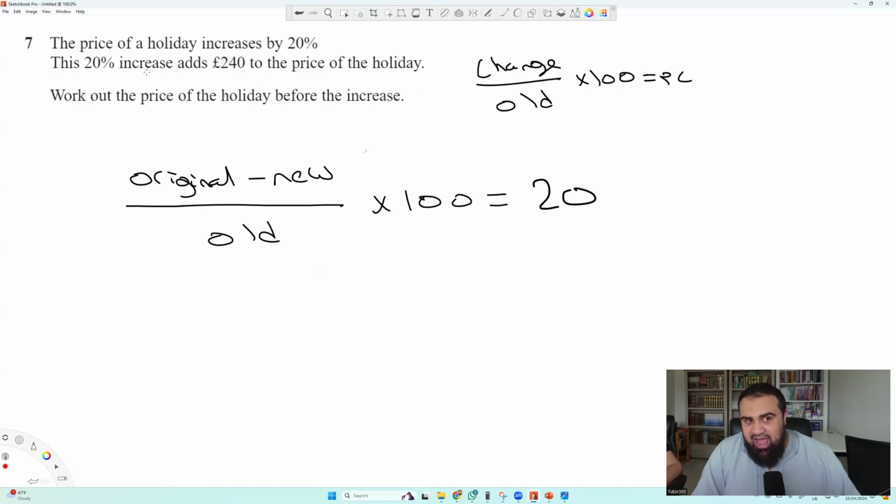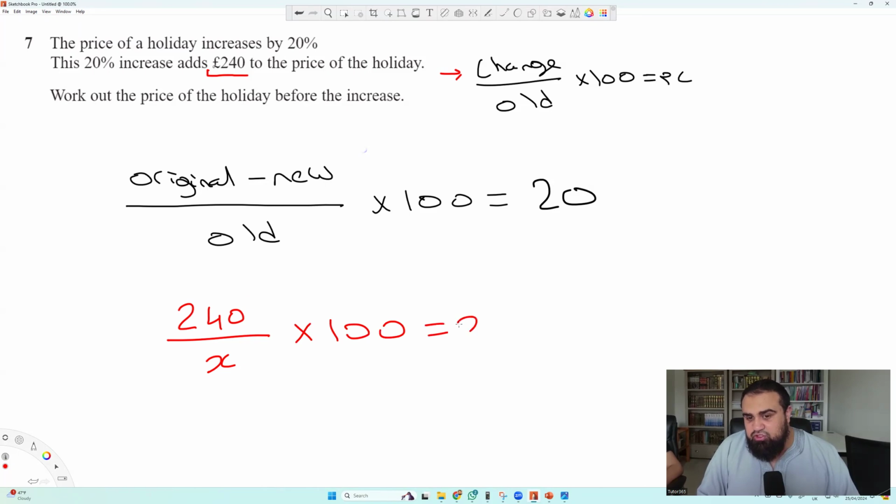So this adds a 240 pounds increase on top of the original, what it used to be. So it's gone up by 240 pounds. So the change is 240. Now you see I've got a full equation here. I've got 240 over the original, which I don't know, so over X, times 100 equals 20.